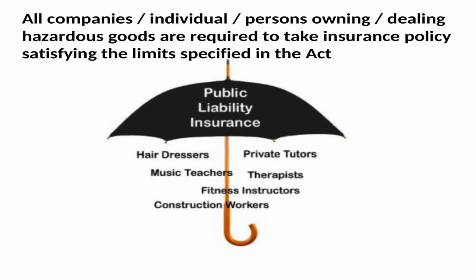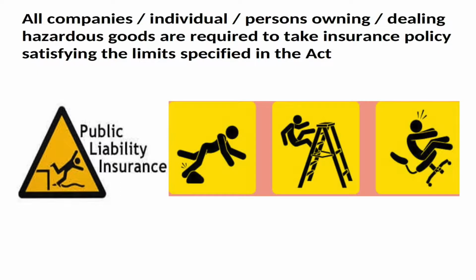Under the Public Liability Insurance Act 1991, all companies, individuals or persons owning or dealing with hazardous goods are required to take an insurance policy satisfying the limits specified in the Act. Public liability under the PLI Act is different from other legal liability in respect of negligence or wrongdoing on the part of the owner. Fault or negligence causing the accident is not required to be proved in case of the PLI Act, whereas in all other cases it is compulsory.